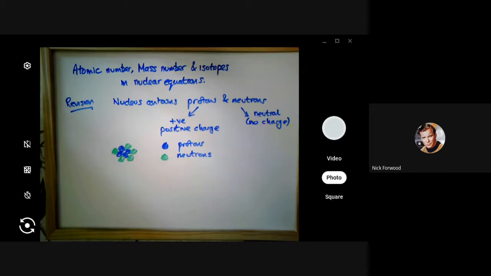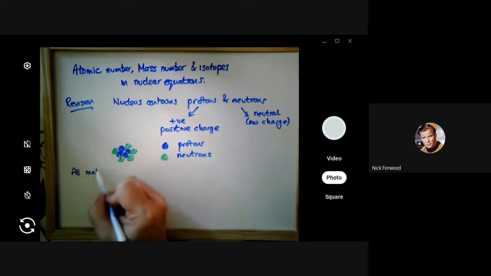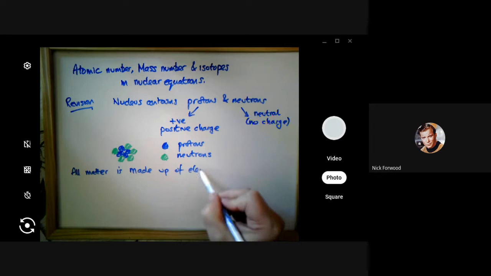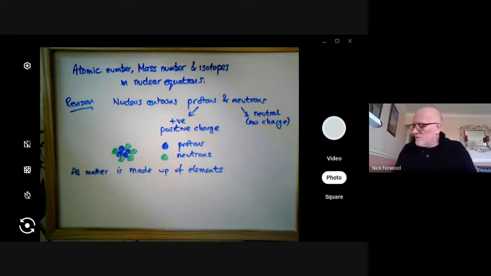Okay, so all matter, that's all stuff that makes up everything. All matter is made up of elements. And you should be familiar with all these words. So we're just reminding you about some of these words. And we mainly talk about elements in chemistry, but this is a bit of physics where we've got to use some words that the chemists have borrowed from the physicists.